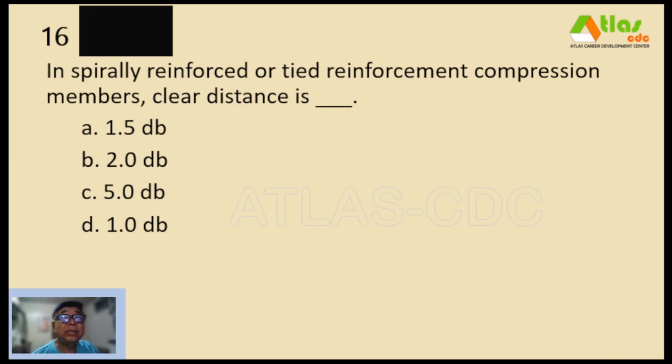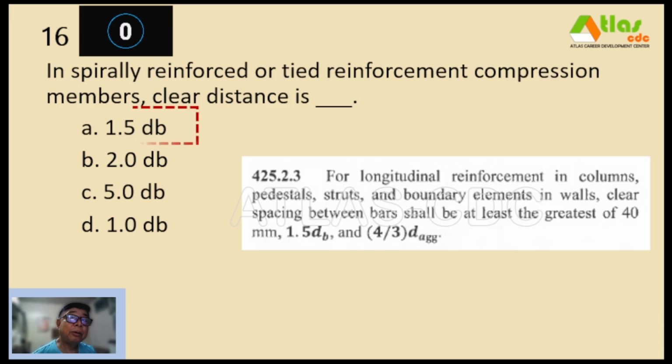So number 16, in a spirally reinforced or tied reinforcement compression members, clear distance is blank. A. 1.5 dB, B. 2.0 dB, C. 5.0 dB, and D. 1.0 dB. And our correct answer is letter A, 1.5 dB.